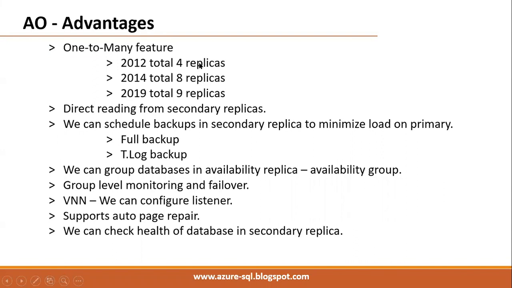First advantage we have seen is the one to many feature. Mirroring is one to one, but Always On is one to many. In 2012 we can have up to 4 replicas. In 2014 we can have 8 replicas. In 2019 we can have 9 replicas. In the same way, direct reading is there from secondary replicas. No need to create the database snapshot.